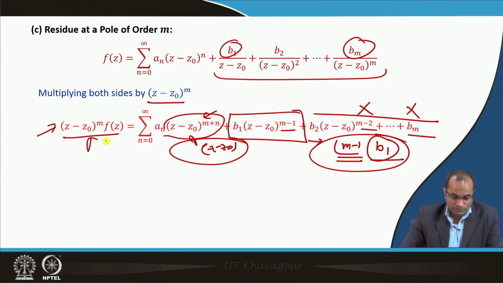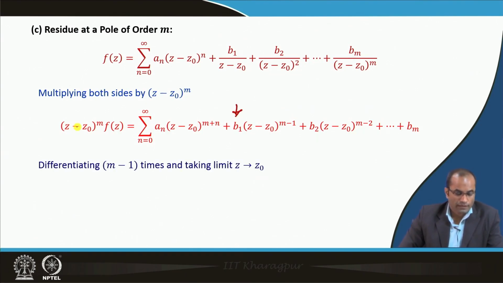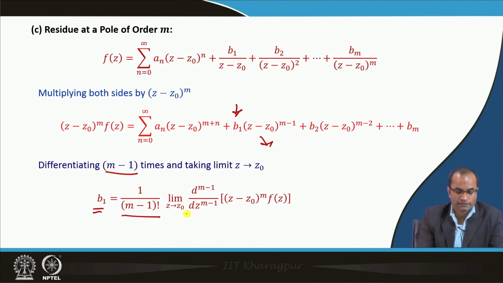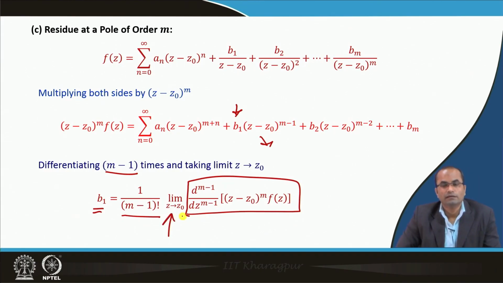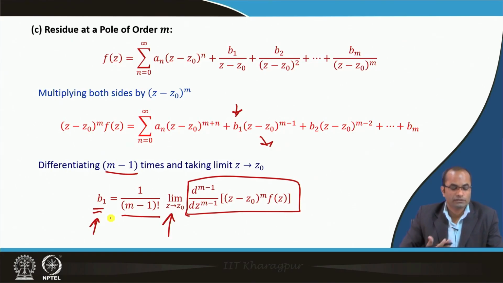So, the conclusion is how to get this B1. We have already multiplied, and if we differentiate m minus 1 times and then take the limit, we will get exactly B1, and there will be a factorial m minus 1 term that will go to the right hand side. So, we have to differentiate this m minus 1 times and then take the limit. So, we can get this B1 directly if it is a pole of order m.